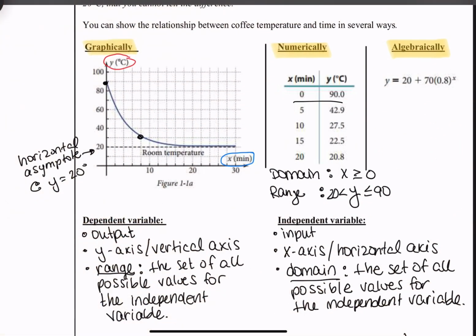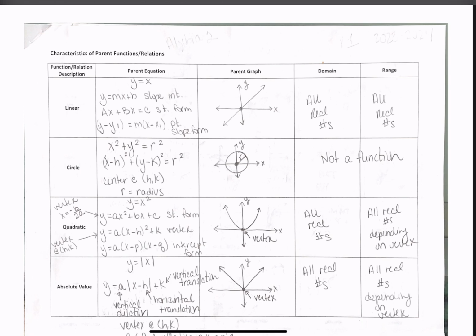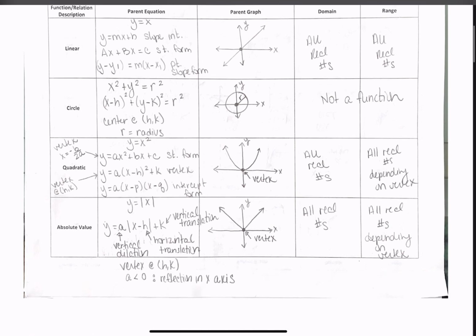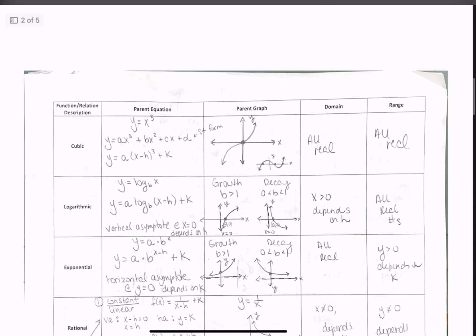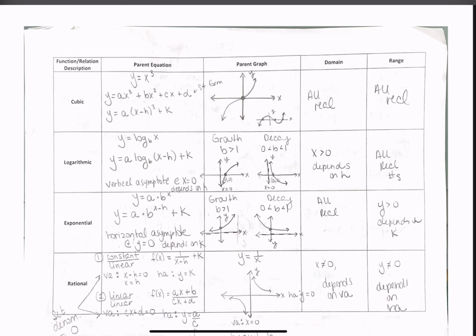So now I have a challenge for you. What kind of function are we talking about? Let's go back to our parent graphs. We already determined that none of the functions on our first page even had asymptotes, so it can't be any of those. Moving on to the next page, we said that there were two that had asymptotes, either exponential or logarithmic. And the exponential were the only ones with the horizontal asymptotes. And in fact, this exponential function looks a lot like my decay exponential function parent graph.